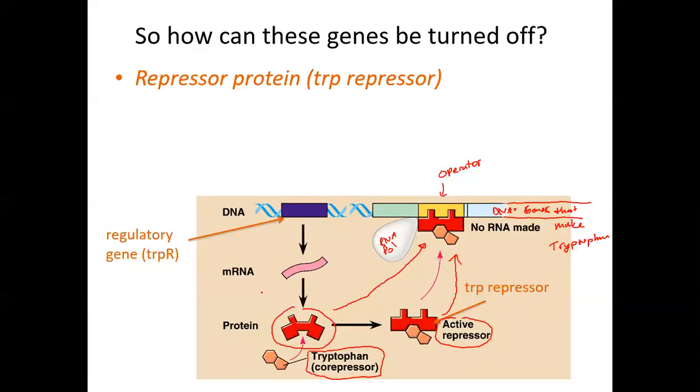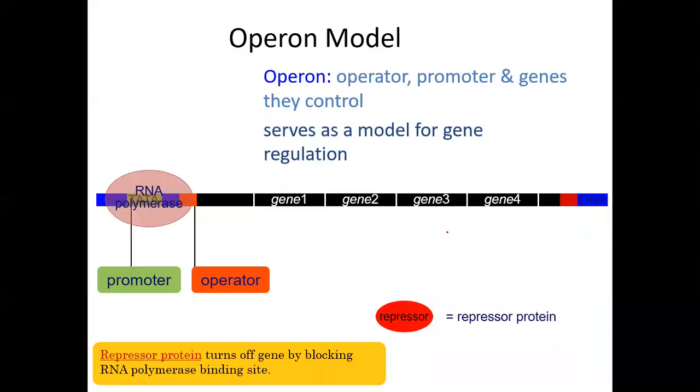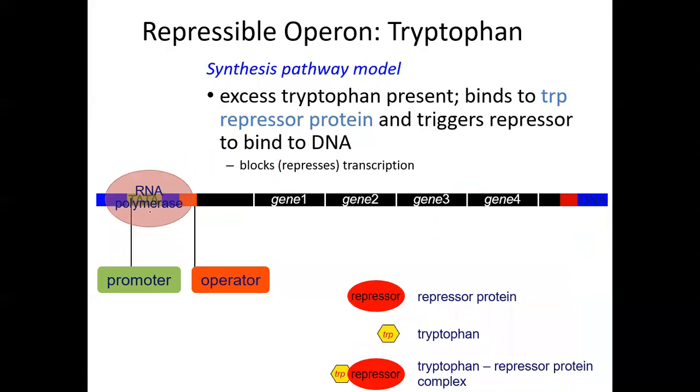So you have the regulatory gene. The regulatory gene makes the repressor protein. Without tryptophan, the repressor protein isn't able to bind. That makes sense, because if you're trying to read these genes to make tryptophan, you want to be able to read this sequence of DNA. Now, if all of a sudden a bunch of tryptophan is there, tryptophan binds the repressor, it changes shape, and now it blocks it. So let me show you this model of a trp operon, okay?